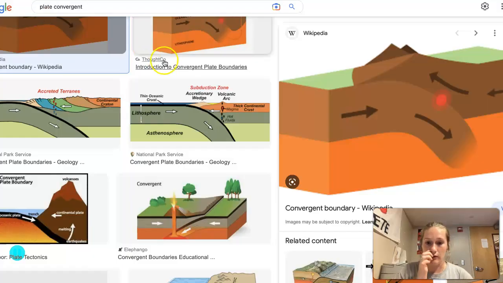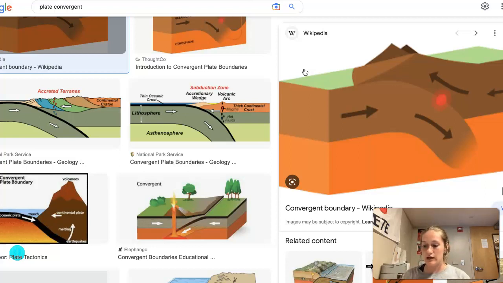So the third and final plate movement type is a convergent boundary, or a plate convergence. And this is just when two plates collide. And as you can see by the diagram, one plate will go underneath or subduct the other plate. The denser plate, usually the oceanic crust, will go underneath the lighter one, and that is when mountains are formed or occur. And there are three main types of convergence.